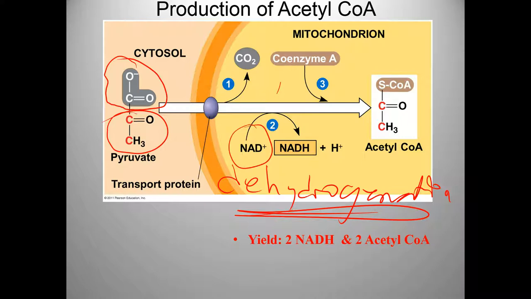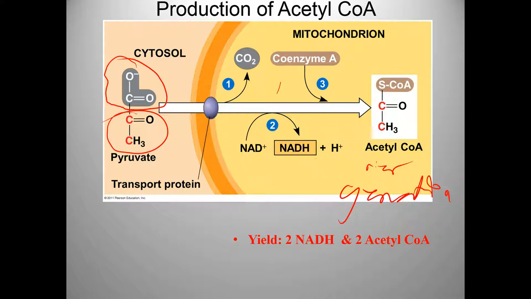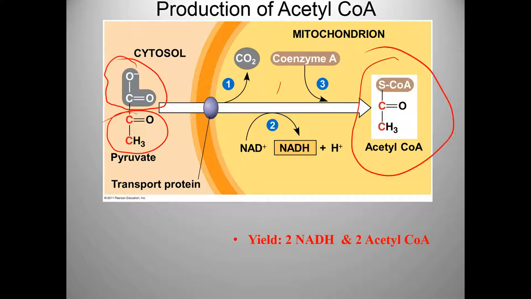NAD+ is our little bitty electron carrier molecule. When it picks up these electrons, it becomes NADH. It is reduced. Once these electrons have been transferred to NAD+, forming NADH, another molecule called coenzyme A comes in and is attached to this acetyl group. So you have acetyl-CoA as the product of pyruvate oxidation.